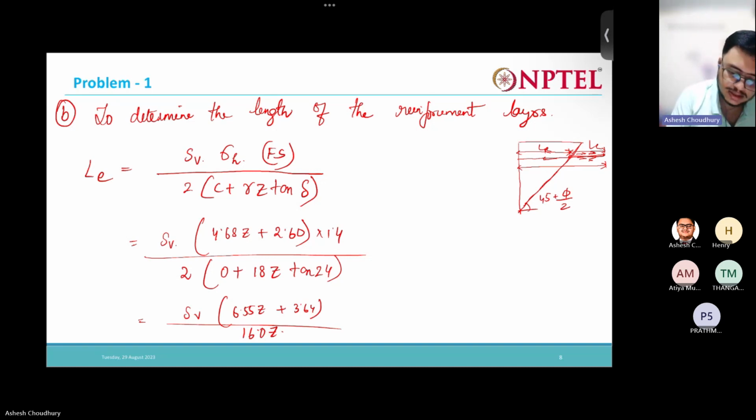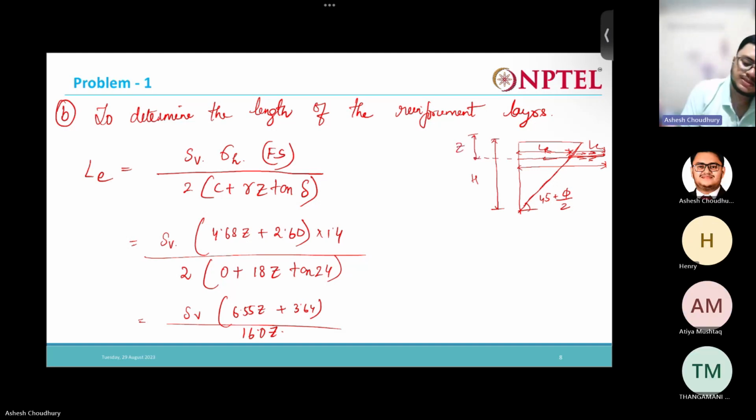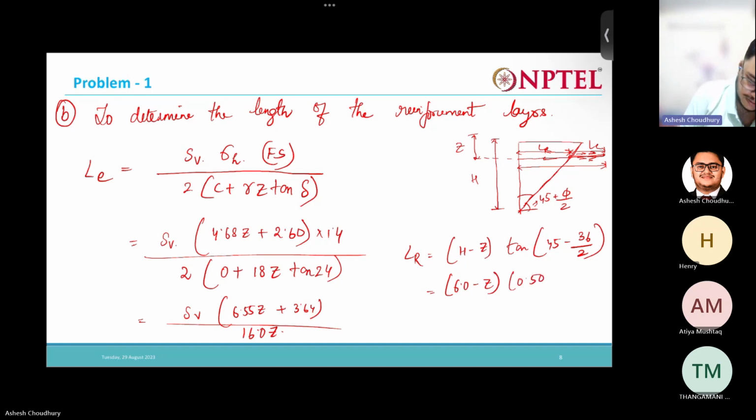This LR can be, so this is H and say this is this Z. So how to determine this LR? You know this angle is 45 minus phi by 2. So LR will be H minus Z, then 45 minus 36 by 2. It is 6.0 minus Z into 0.509. This is the expression for LR.